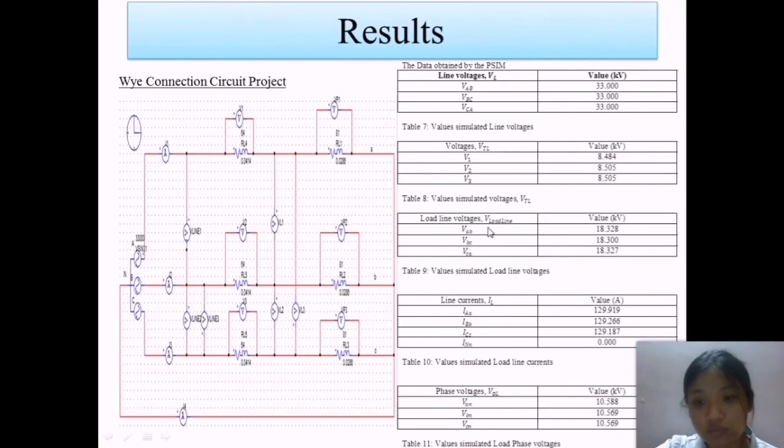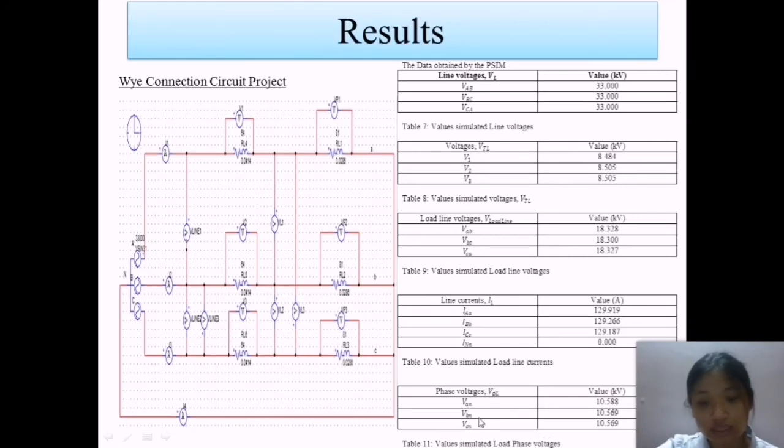Also, we can see VAB, VBC, and VCA differ only a little bit, so this is classified as approximately the same value. And Table 11 shows the simulated load phase voltage.